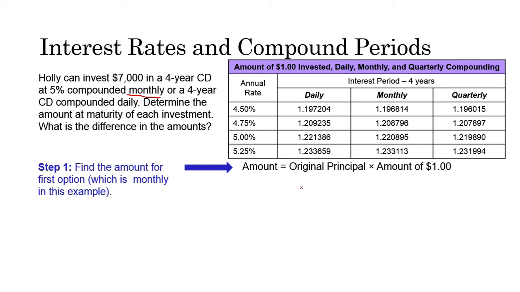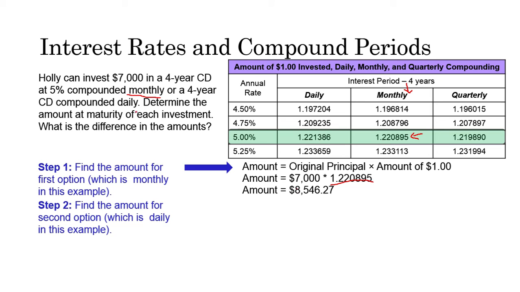So this is what we did before when they tell you what the amount of a dollar is. This time it doesn't outright tell you. You actually have to look at the table. So we're looking at 5%. So that's the row we look at. And we're looking at the monthly, which is this column right here. So we plug in 1.220895, that's the number right there. Multiply that by the original principal, which is 7,000. That gives you $8,546.27. We do the same thing for the second option, which is the daily option. And this time we're looking at this number right here under daily column.